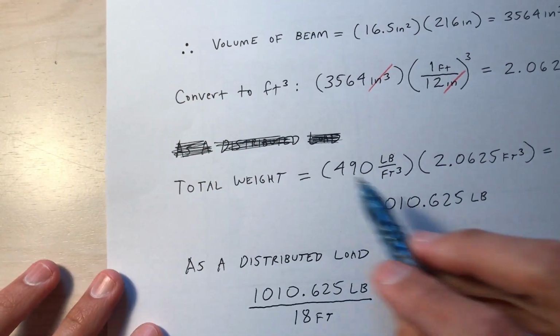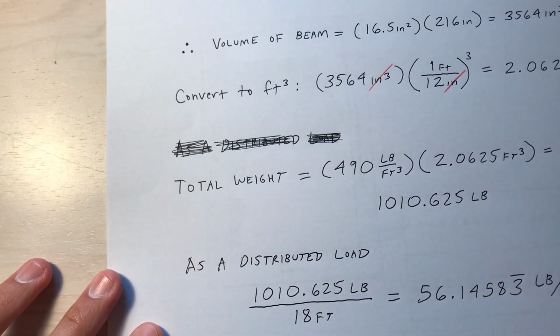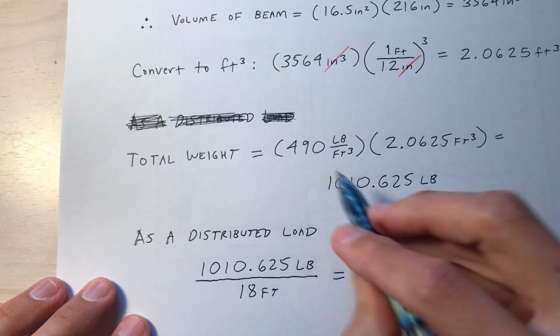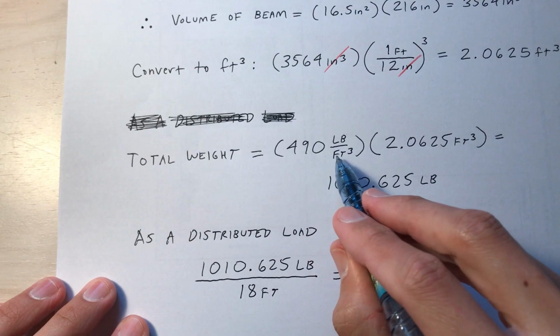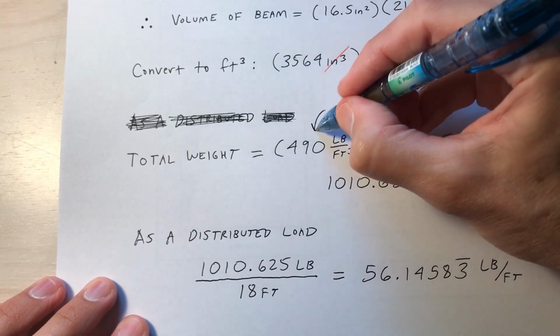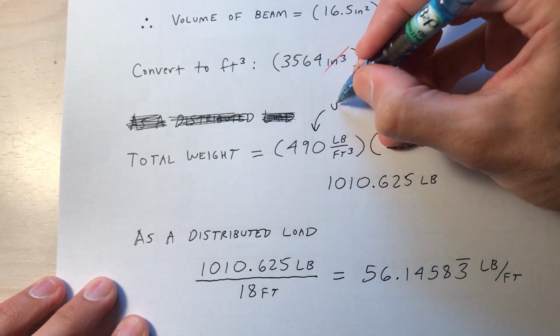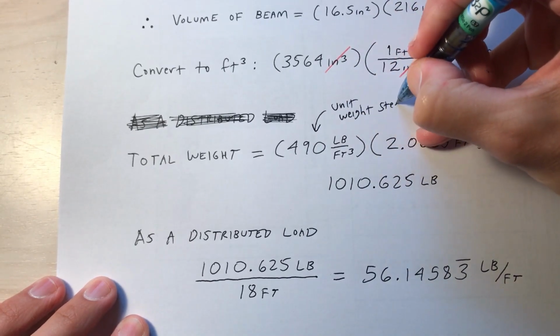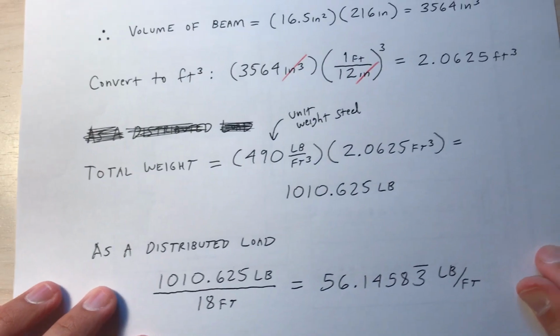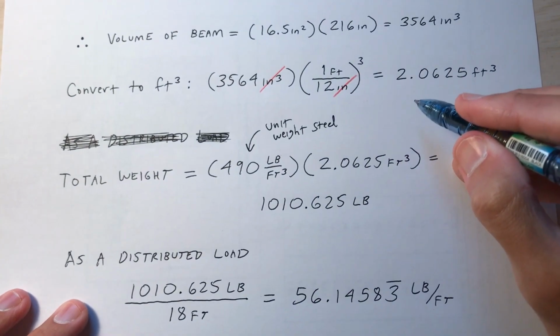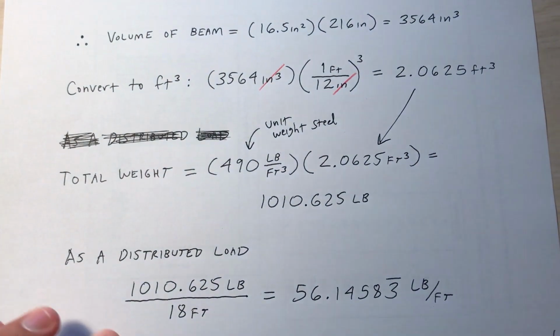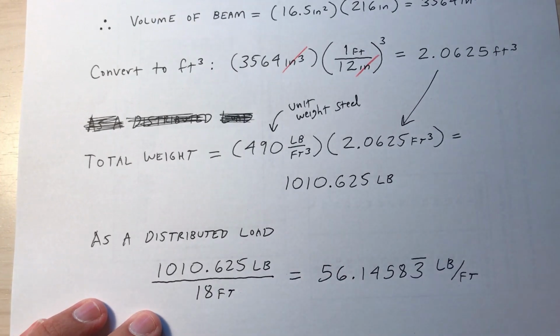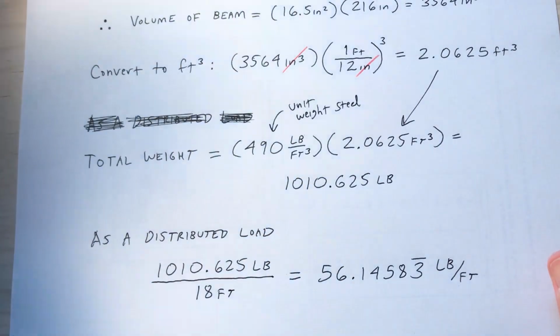Then the total weight, pay no attention to this, I made a typo there. So total weight, unit weight of steel, 490 pounds per cubic foot. Look that up in your materials science textbook. Unit weight of steel, 490, times the volume of steel that I just calculated. So the total weight of that beam, 1,010.625 pounds. And then I want to convert that to a distributed load.